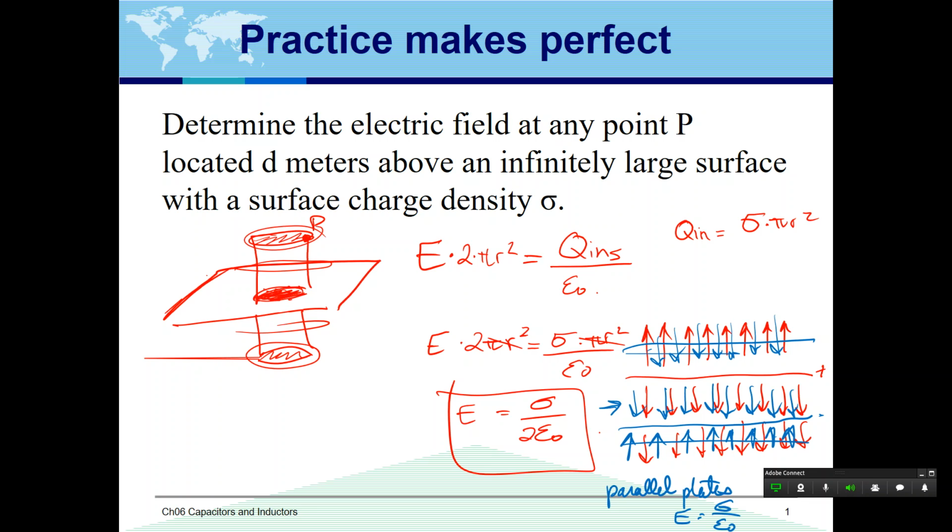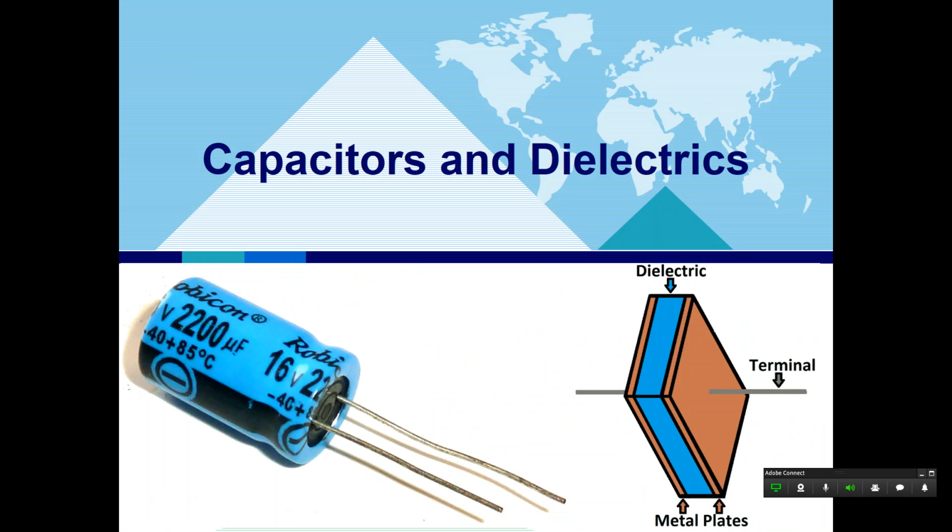This is a great segue because today we're talking about capacitors, and capacitors, in essence, are parallel plates. And there's an electric field in those parallel plates equal to sigma over epsilon. Are we good?